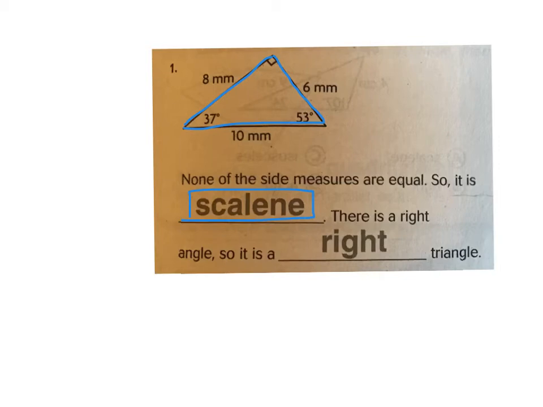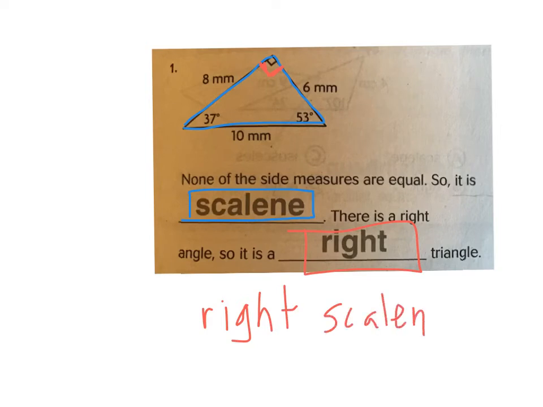Okay, but the other thing to notice is that one of these angles is a right angle, meaning it's 90 degrees. So there is one right angle, so that would be how you classify the angles. This is also a right triangle. So if I were to write this, I would say that this is a right scalene triangle.